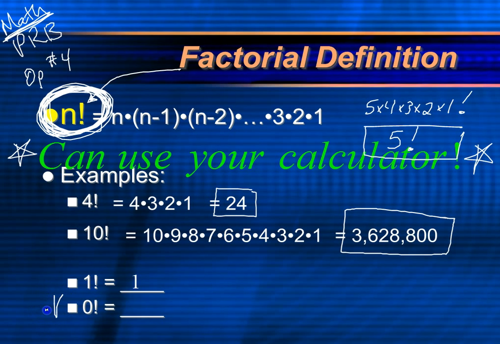Okay, type in 0 factorial. 0, and then type in your factorial. Do you get 0? Okay, I'm going to give you a second to type it in. 0 factorial. What's your calculator give you? Not 0, it gives you 1. Okay, so that's one of those definitions that you need to make sure you remember. 1 factorial is just 1. 0 factorial is also 1.